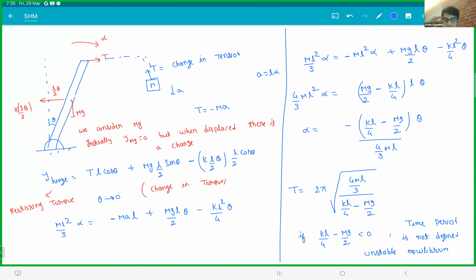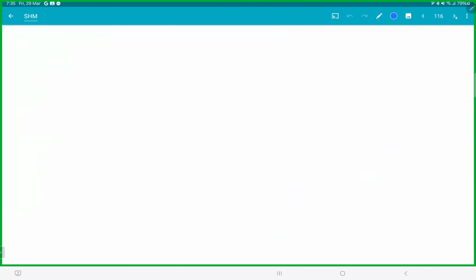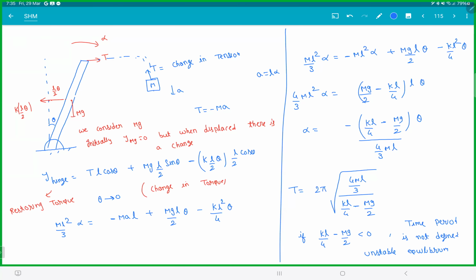So the question can be the maximum weight for which this is simple harmonic. Yeah, they can ask you to find K. Find K if the system is oscillating or the motion is SHM. That would be a paragraph question. They'll ask you to find the time period and find the value of K for the system to oscillate.